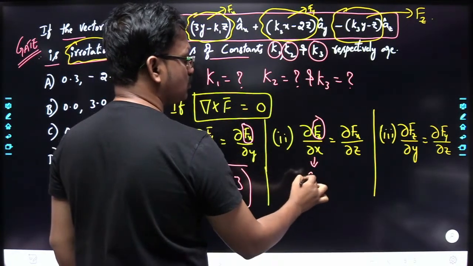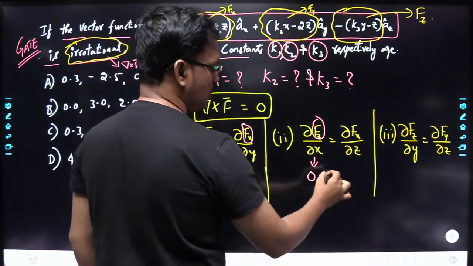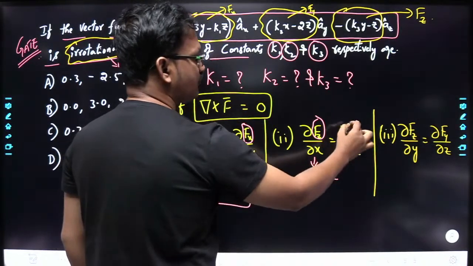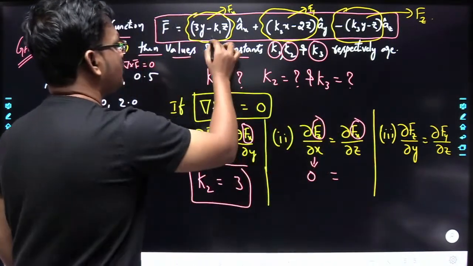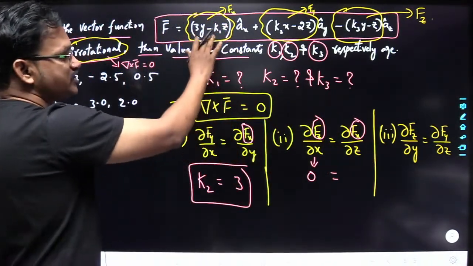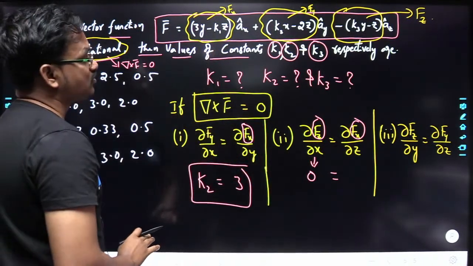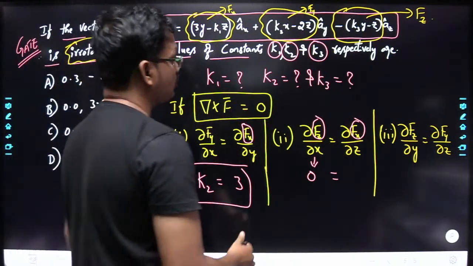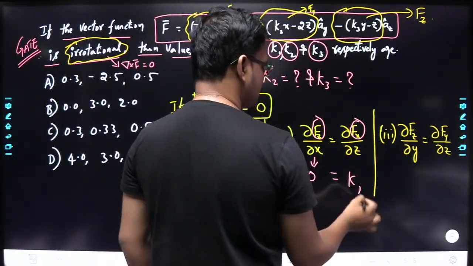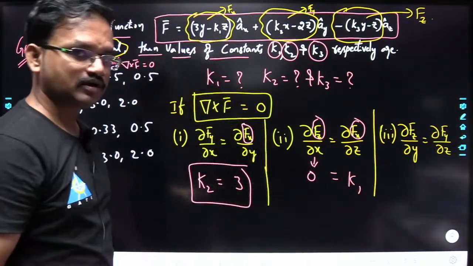Will become equal to 0. So this is equal to, so ∂Fx/∂z. Take the x component and differentiate this with respect to z. So what are you going to get? You are going to get simply k1 here, minus k1, or you can write it as simply k1, right?